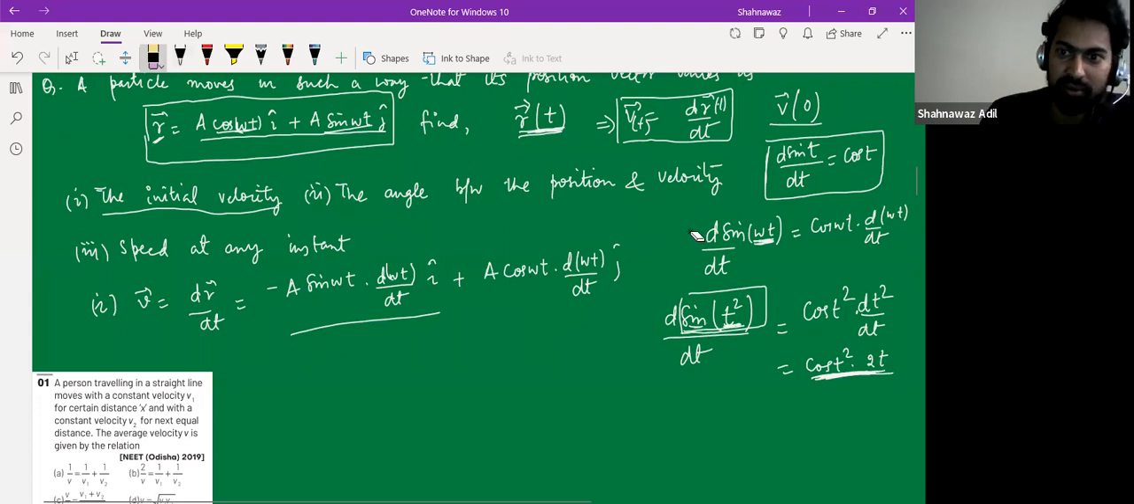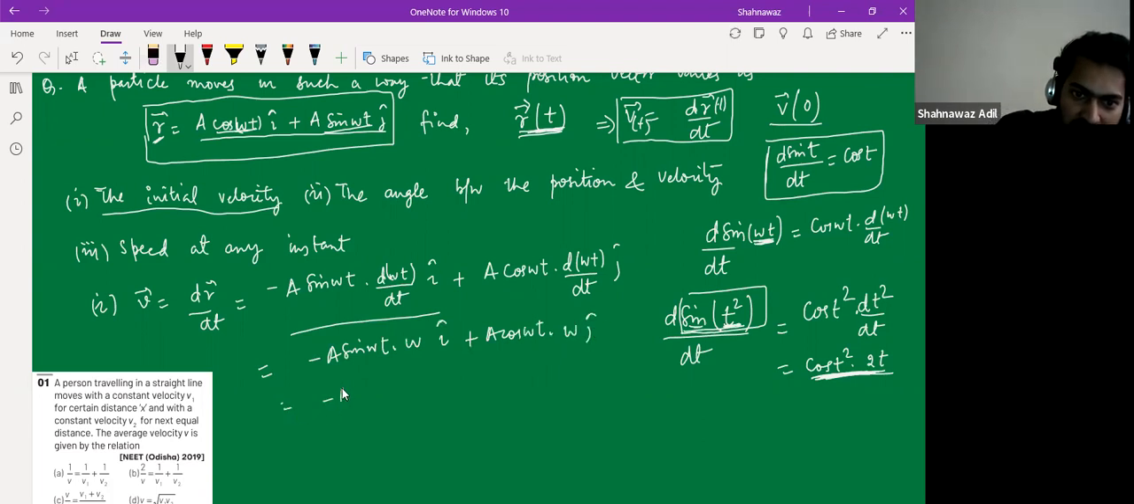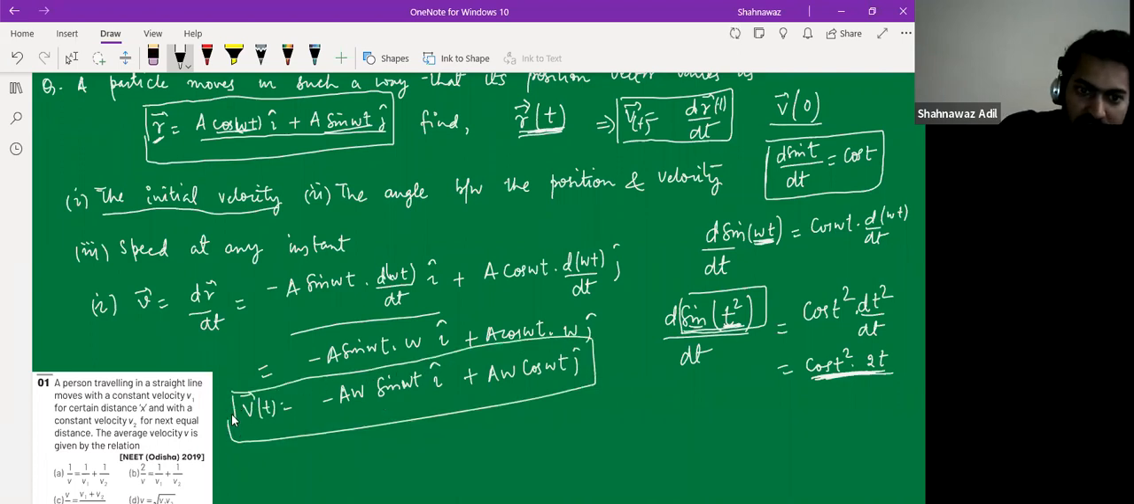Okay. So this will be what? A sine omega t into, this is what? Omega. Right. Plus A cos omega t into omega j hat. So this is what? Minus A omega sine omega t i hat plus A omega cos omega t j hat. Right. So we have calculated V as a function of t. Okay. Understood?